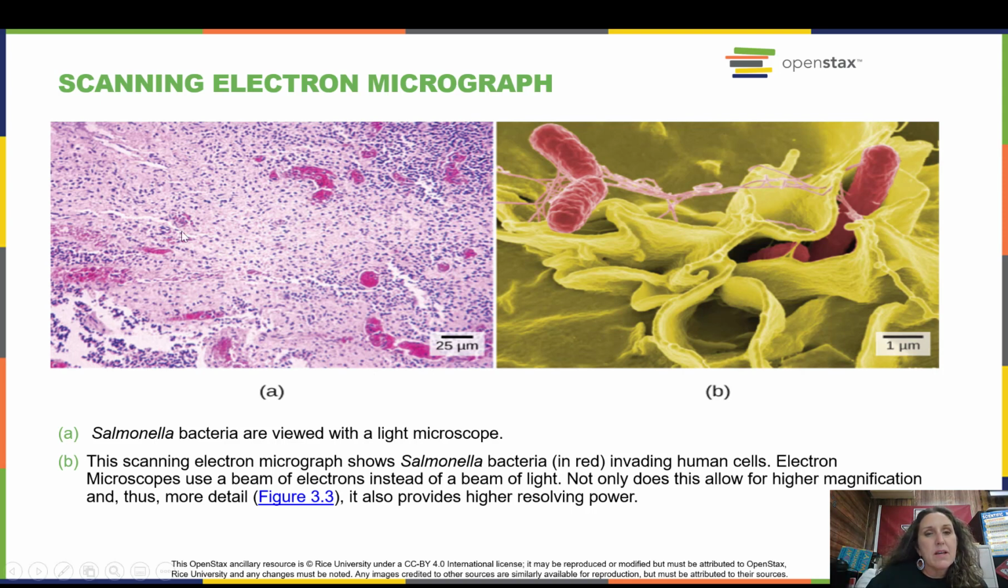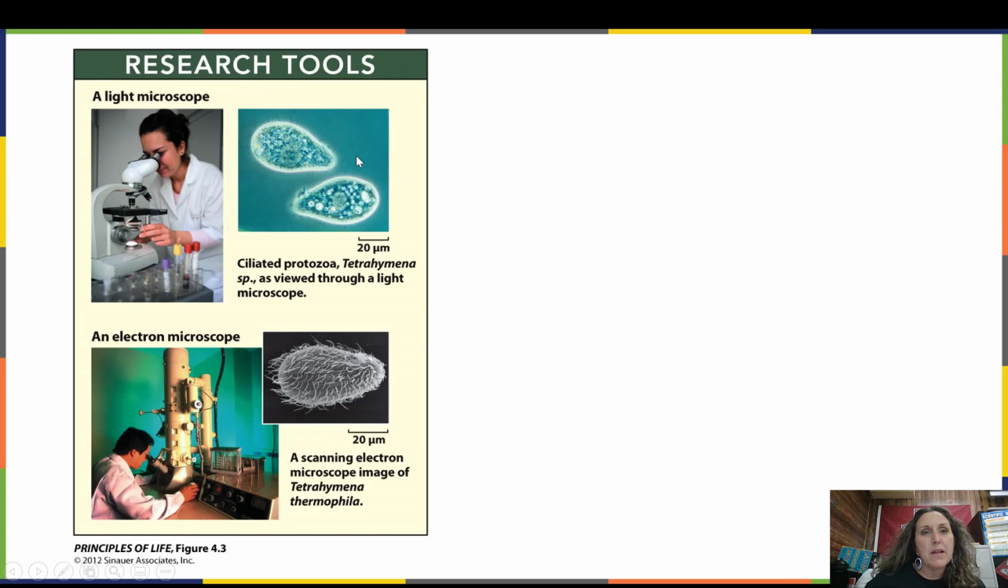So here is Salmonella bacteria on the left-hand side of your screen using the light microscope like we would have at school. This is using something called a scanning electron microscope, or micrograph. This is basically an electron microscope, and it uses beams of electrons, which we know are negatively charged particles, instead of light. And it allows for a higher magnification and more detail. So here is a picture of the difference between a light microscope and an electron microscope. You can see this electron microscope is quite large, so typically they only have these in university type settings.